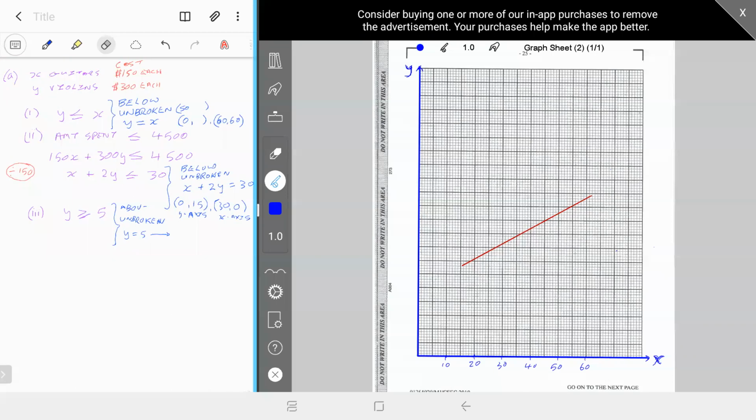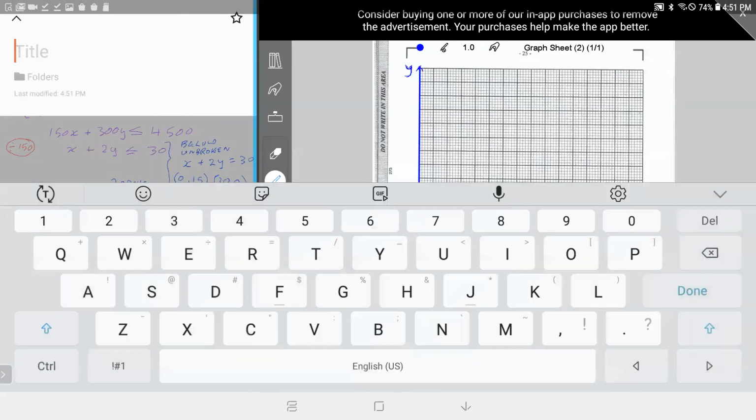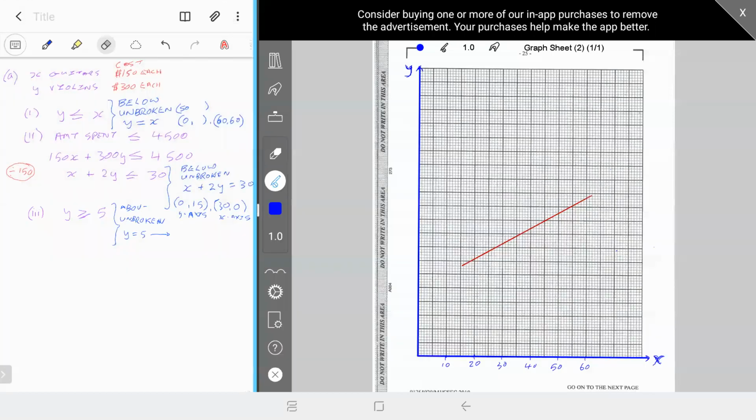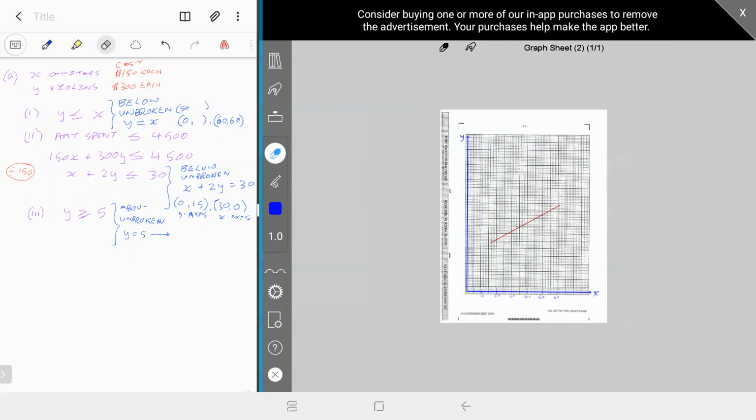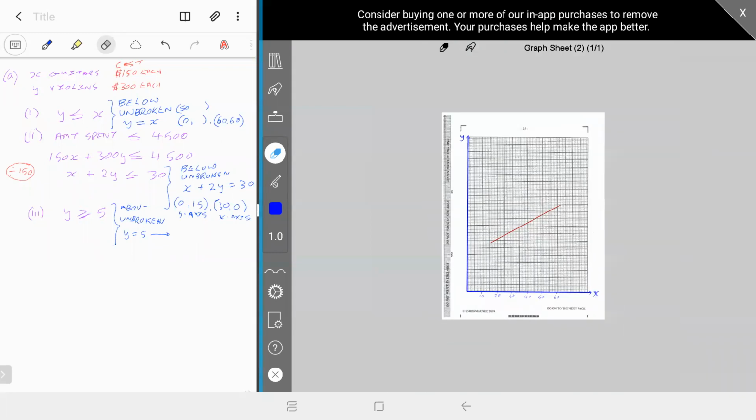Now, what scale did the question tell us to use again? Oh Lord, I don't remember the scale. Let's go back to the question. It said 2 centimeters to 5 units on the x-axis, and 2 centimeters to 5 units on the y-axis. So let's go and do that then. I'm going to put it here.